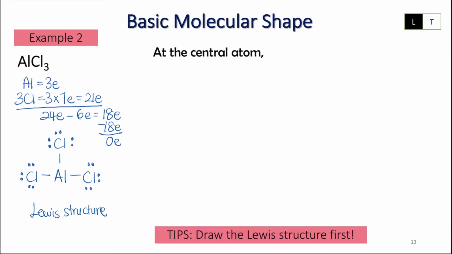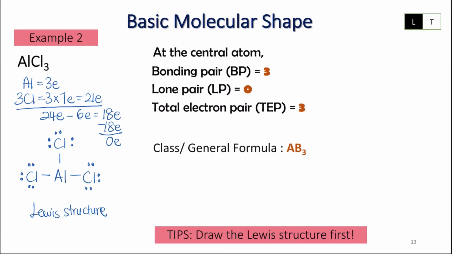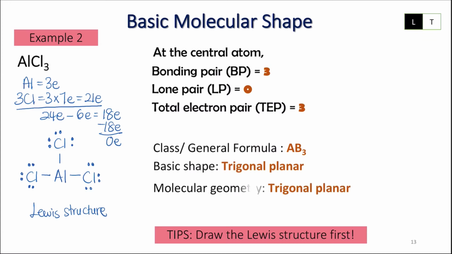The first one. After that, I'm going to take a look at Al. So at the central atom, bonding pair is 3. You got 3 bonding pairs. After that, lone pair dekat bahagian aluminium, tak ada, so 0. Next, total bond electron pair akan jadi 3. After that, class akan jadi AB3. Basic shape is trigonal planar. And molecular geometry stays the same because there is no lone pair. And the bond angle is 120 degree.